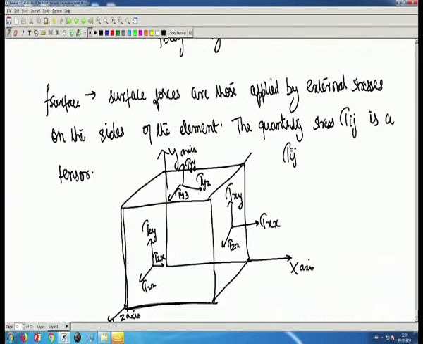So tau ij is the stress in the j direction on a face normal to the i axis. Okay, so this has been our definition. Tau ij is the stress in the j direction on a face that is normal to the i axis. All right. So we said that stress is a tensor, correct?